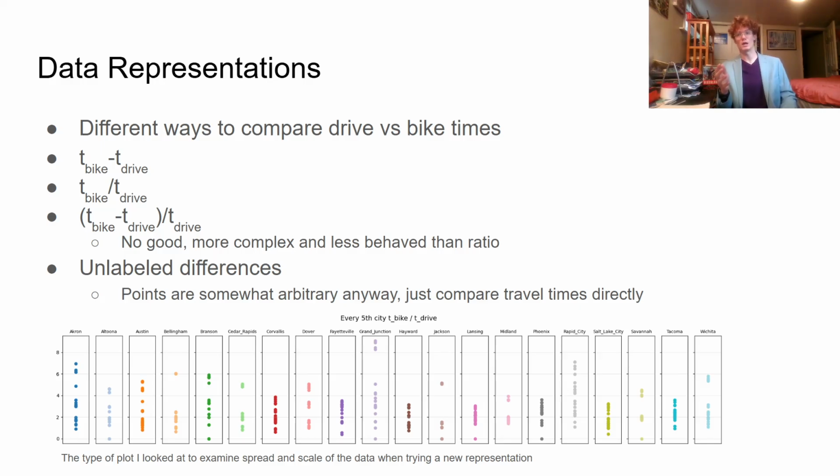And another representation I used was the unlabeled differences. So the idea here is that the points within a city are pretty arbitrary anyway. So I don't care about the exact layout of a city, right? I don't care specifically if the grocery store is super far away, but the nearest park is next door. I don't really care about the specific layout.